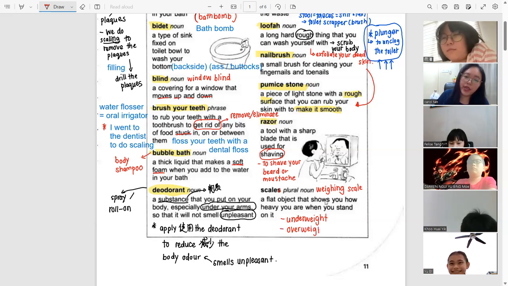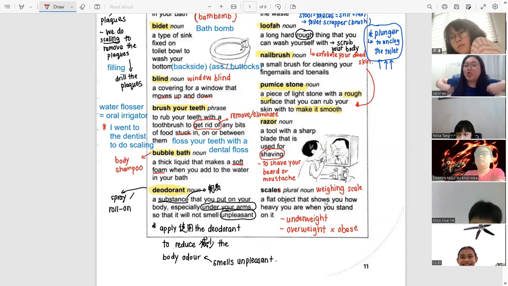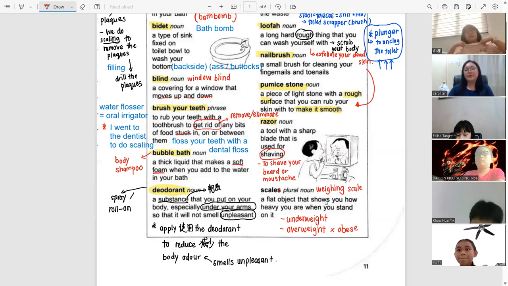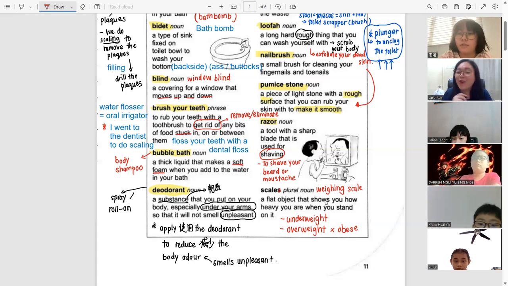Underweight and overweight. And then more, okay, it's even serious, it's called obese. O-B-E-S-E. Obese. Obese is like so fat that you cannot walk already. That one is called obese. That's why I was at school and I meet a student, it's a girl, and she tell me that her weight is 70 kg. 70, yeah. How old is she? Same age like me. 70, yeah.